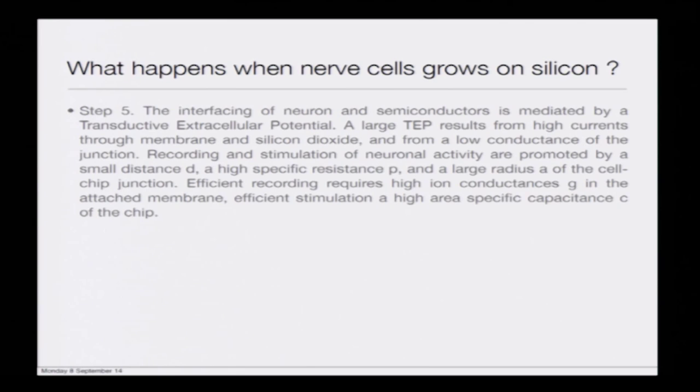A large TEP results from high current through membrane and silicon dioxide and from a low conductance of a junction. Recording and stimulation of neuronal activity are promoted by a small distance d, high specific resistance ρ, and a large radius a of the cell-chip junction. Efficient recording requires high ion conductances g in the attached membrane, and efficient stimulation requires high specific capacitance c of the chip.